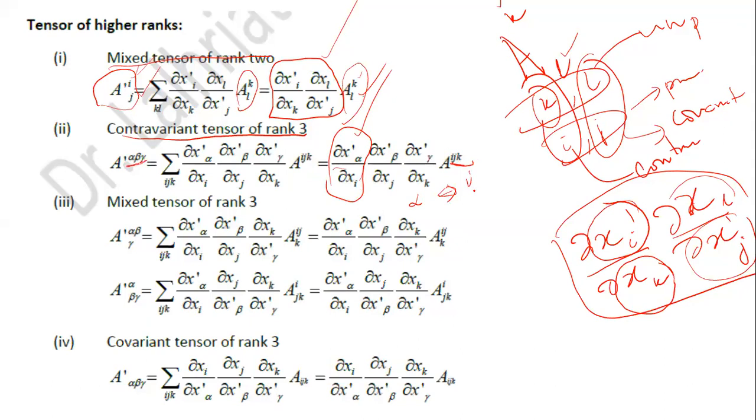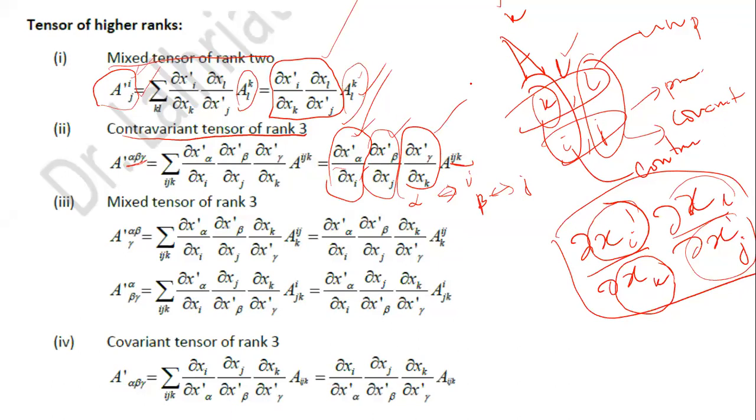And here you can also identify that beta and j are the corresponding contravariant index. So del x beta prime, del xj, right? And similarly del x gamma prime, del xk. Here in all these three transformation coefficients, since I, j, k, and alpha, beta, gamma are the contravariant indices, the prime coordinate variables are in numerator.